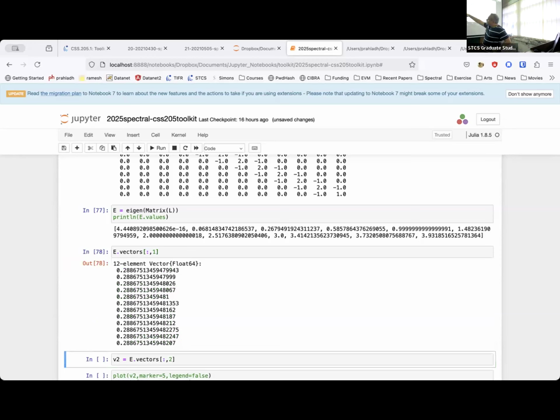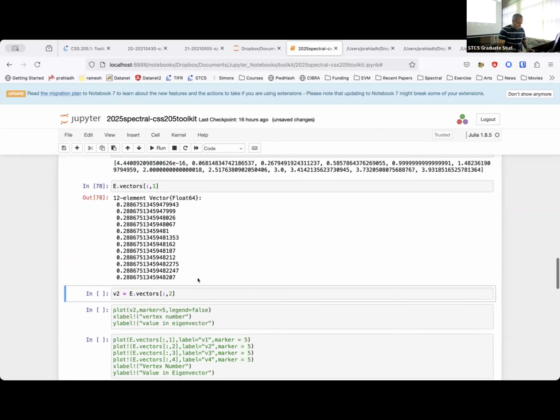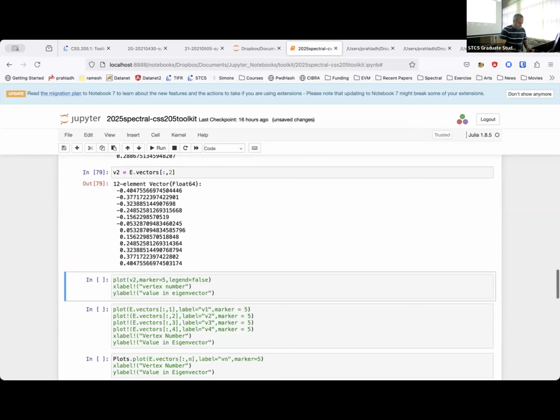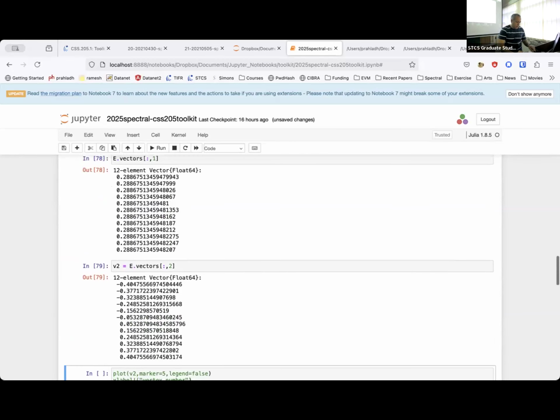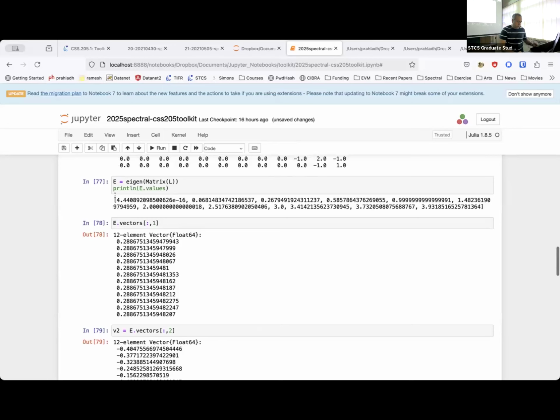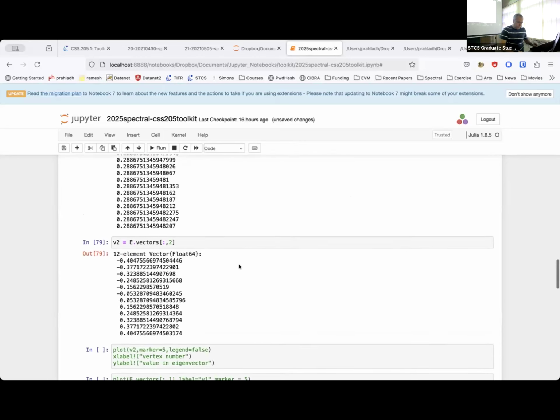Notice eigenvector 1 is more or less the constant vector. It's been normalized. All of these are made to be unit vectors, therefore it's normalized. Otherwise, it would have been 1, 1, 1, 1, 1. So eigenvector 2, the second eigenvector, is the one corresponding to the second smallest eigenvalue. The first one corresponds to the smallest eigenvalue.